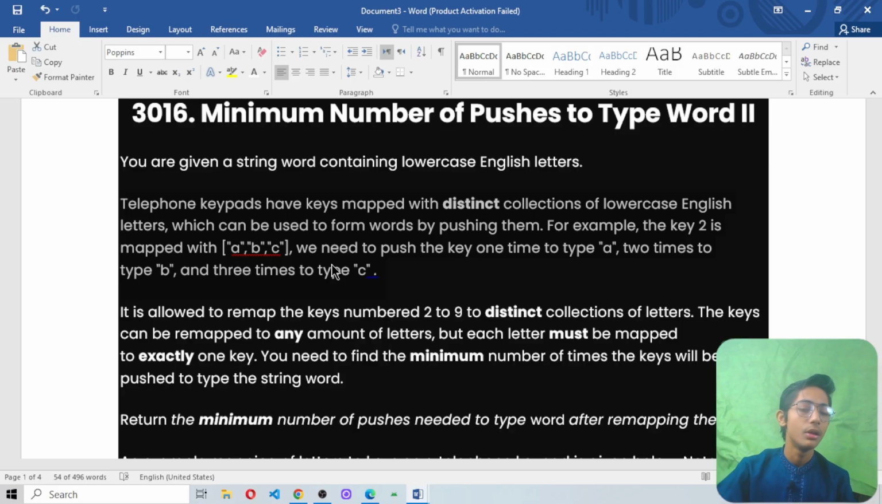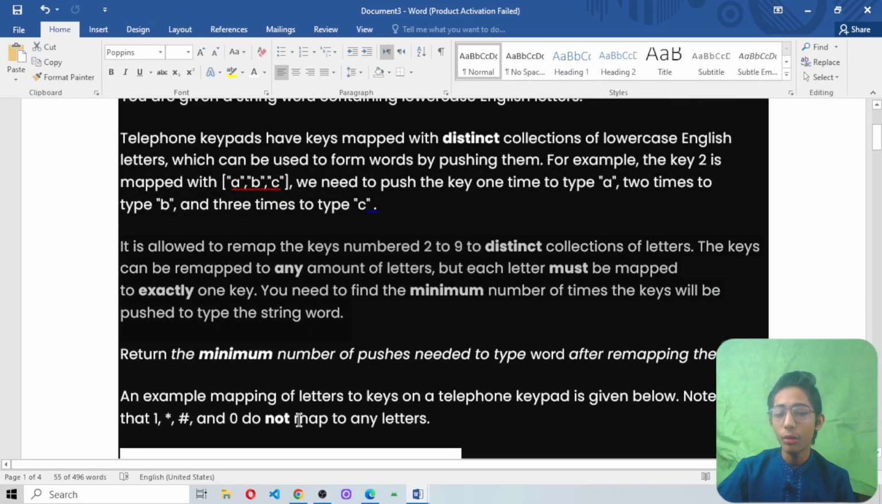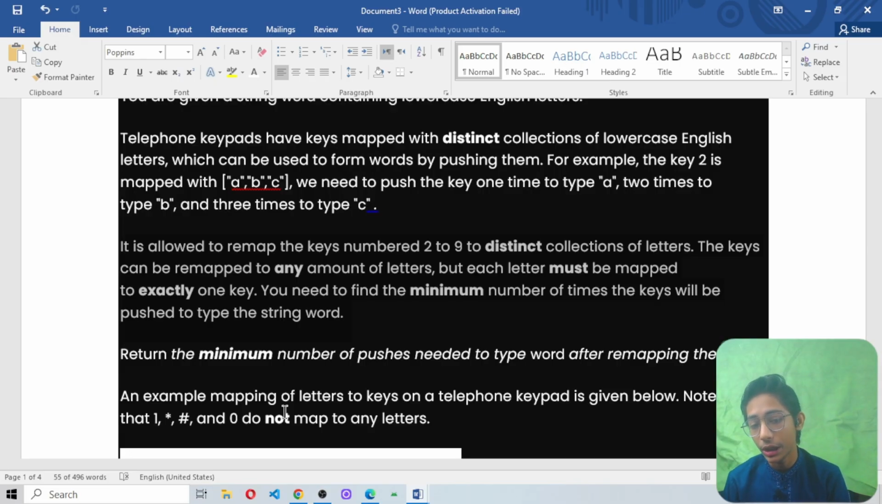It is allowed to remap the keys numbered 2 to 9 to distinct collections of letters. The keys can be remapped to any number of letters, but each letter must be mapped to exactly one key. You need to find the minimum number of pushes needed to type the string word after remapping the keys.